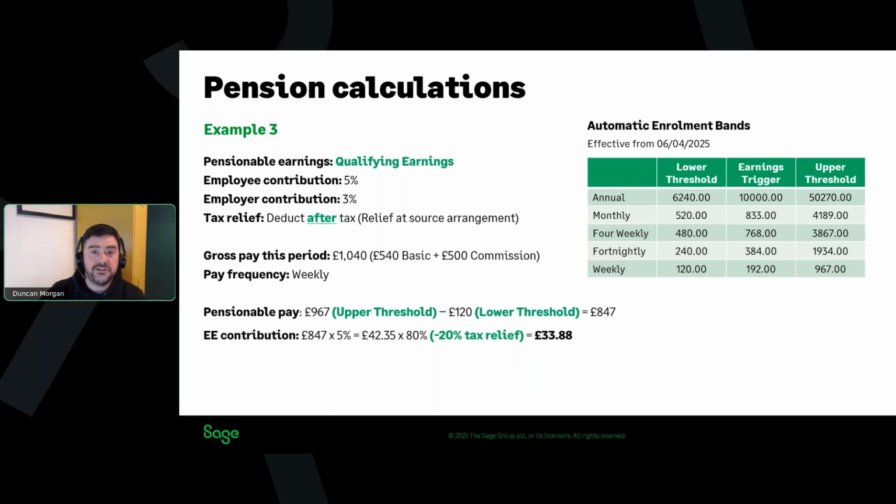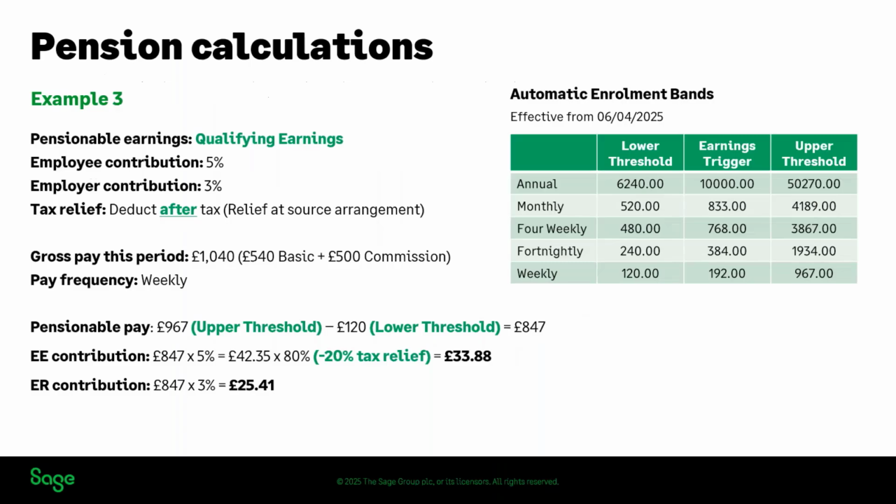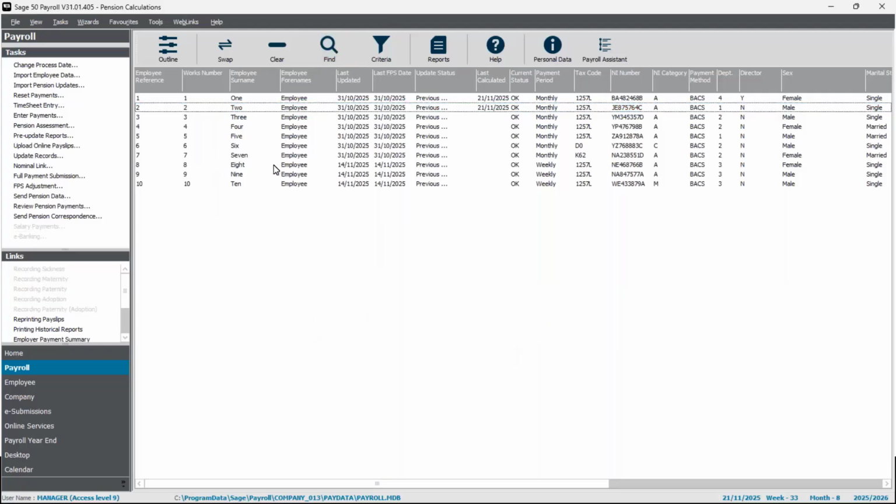The employee's contribution is 5% of the pensionable earnings, which is £42.35. But we need to reduce that by 20% because it's deducted after tax. So we take 80% of that figure and it gives us £33.88. The employer contribution is the pensionable pay times 3%. So for this one, that's £25.41. So let's check that one out. So I'm going to select a weekly paid employee this time.